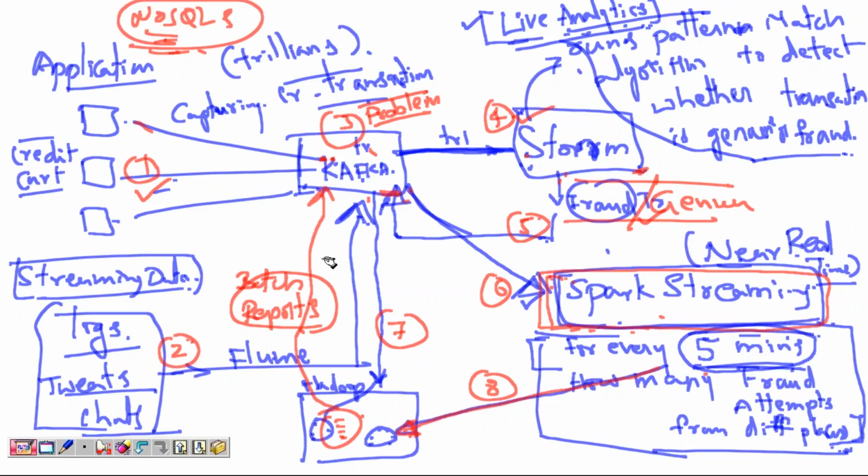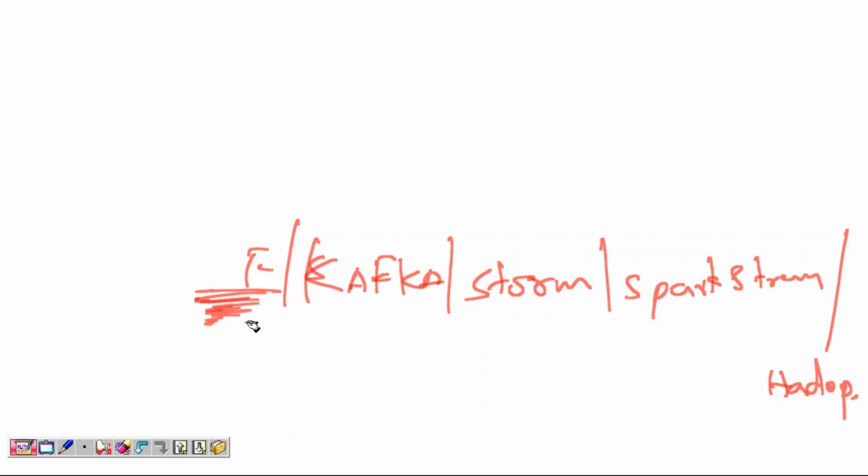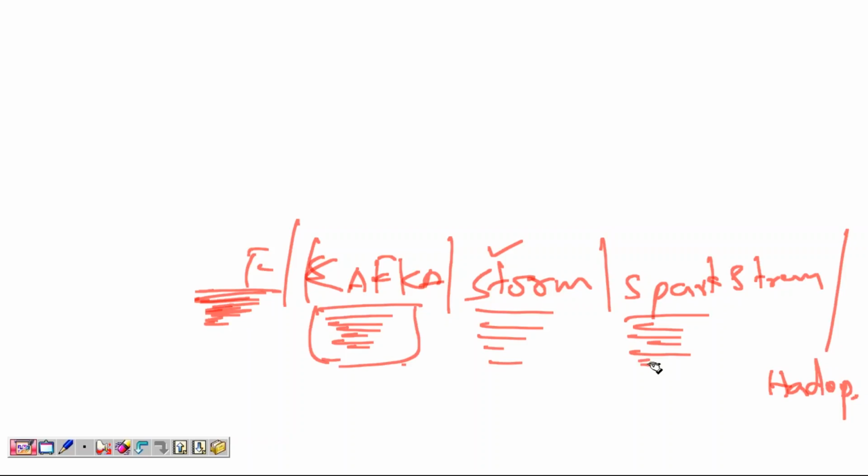Okay. Now, are all of you clear about this statement? And Spark streaming: Flume versus Kafka versus Storm versus Spark streaming versus Hadoop. Flume and Kafka are to capture streaming data, to capture the streamed messages. Storm is to perform live analytics. Spark streaming is to perform microbatching. Hadoop is to perform batching.